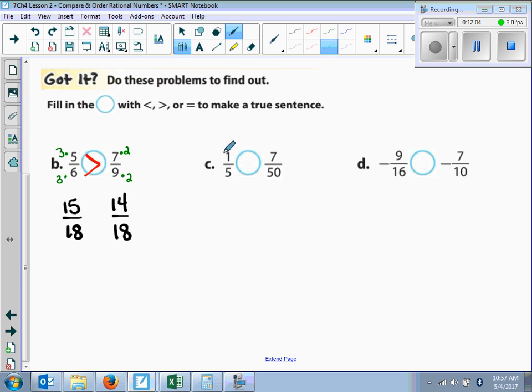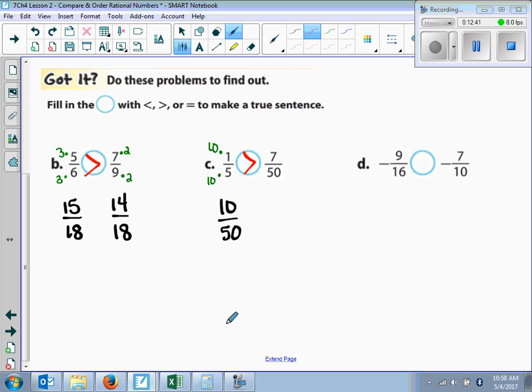Let's take a look at the next example. Here we are comparing 1/5 and 7/50. On this example, do I need to change both of them? Very good. We only need to change the 1/5. We're going to change that to a 50 by multiplying by 10. So we multiply 10 here and 10 there. When we rewrite, this is going to be 10/50. And now, what symbol goes in between? Greater than again. Very good.